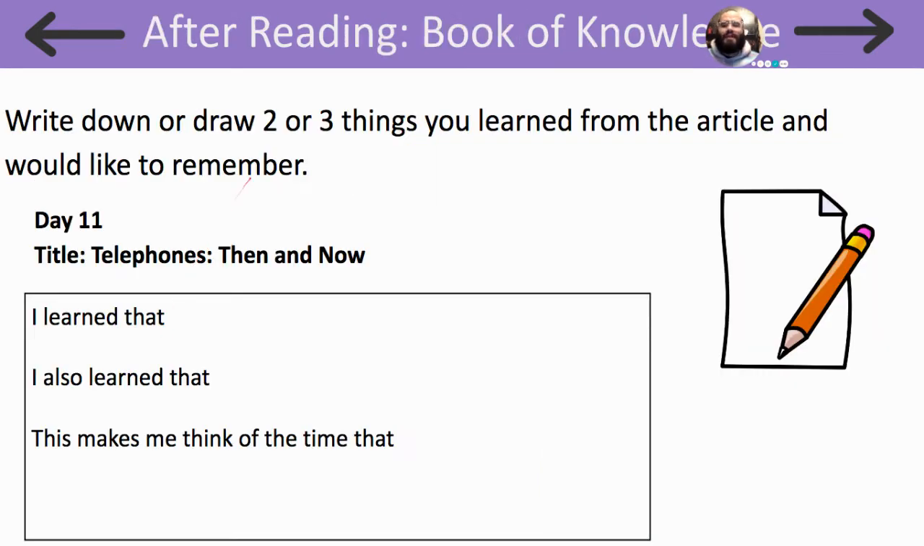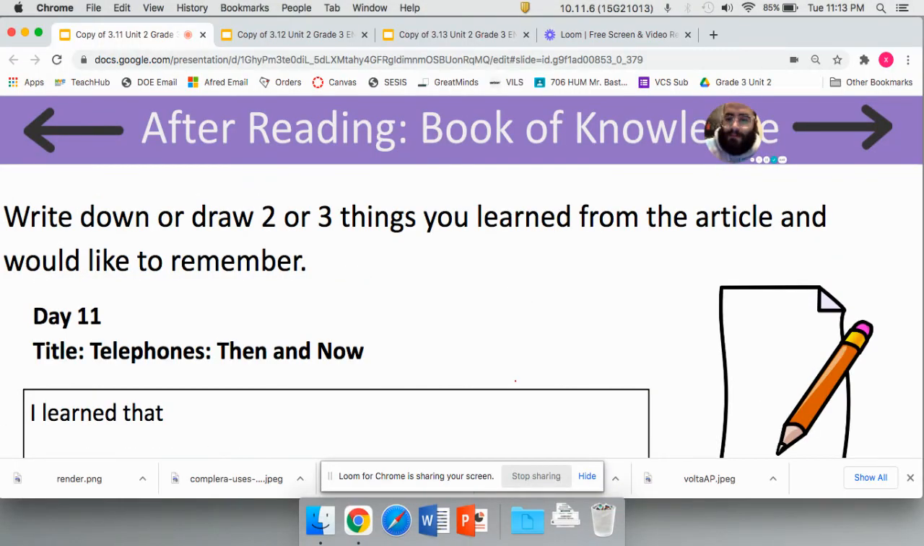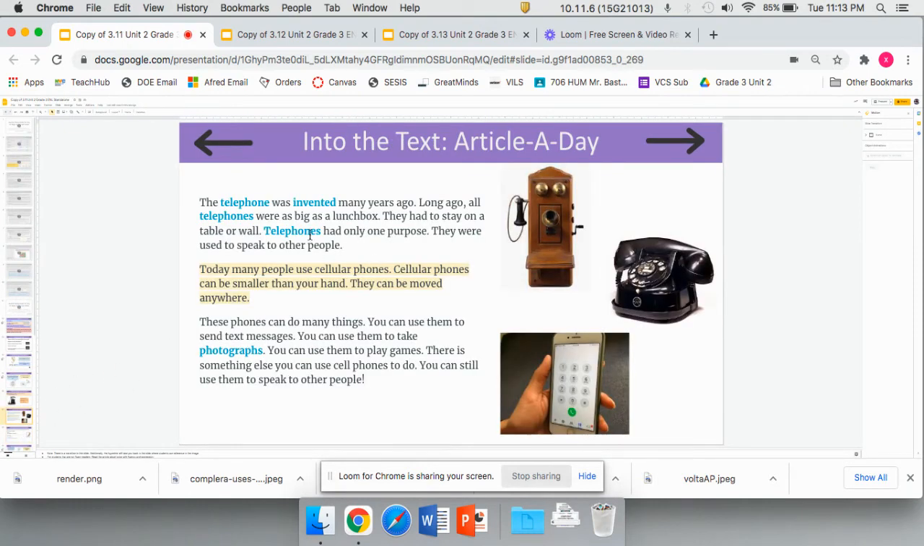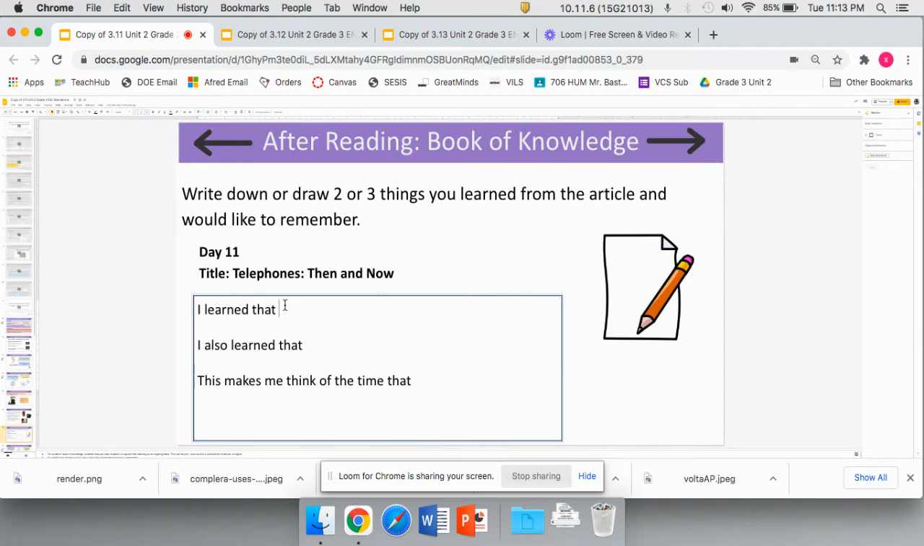So, now I want you to write down or draw 2 or 3 things that you learned from the article and would like to remember. So, I'm going to help you out with this part as well. I want to go back to the article and see what are some of the things that I would like to remember. So I would like to remember that the telephone was invented many years ago. I think that's important. So I'm going to add that to my book of knowledge. So I learned that the telephone was invented many years ago. This is not a new invention. It was invented many, many years ago.